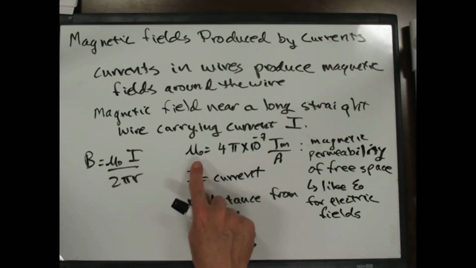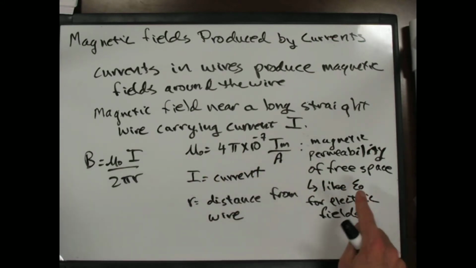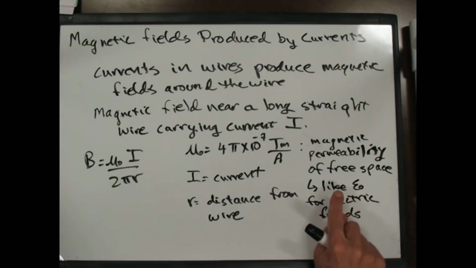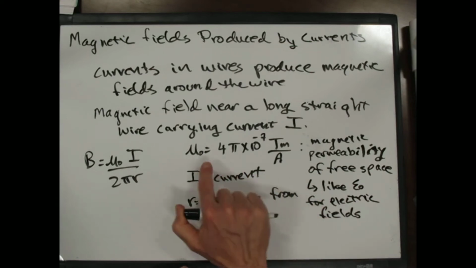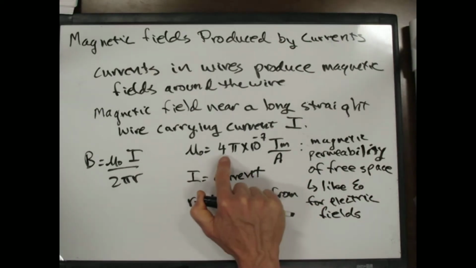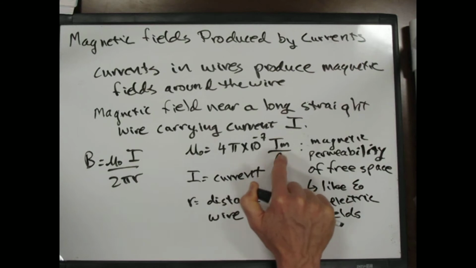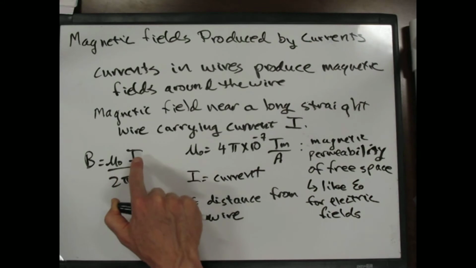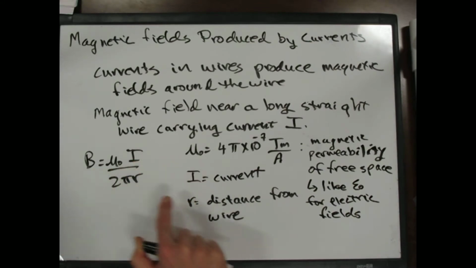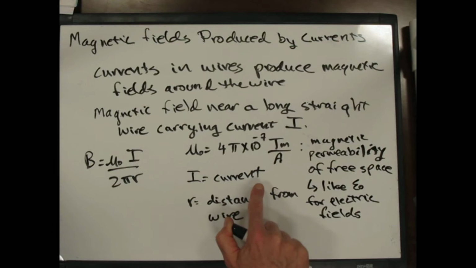Mu naught is the magnetic permeability of free space. It's like a magnetic version of epsilon naught. If you remember, epsilon naught was 1 over 4 pi k, or like 8.85 times 10 to the minus 12th coulomb squared per newton meter squared. Mu naught is 4 pi times 10 to the minus 7th Tesla meter per ampere. If you work this out, you multiply it by amperes and divide by meters, and you get Tesla, which is what the magnetic field is. I is the current in the wire, and r is the distance from the wire.